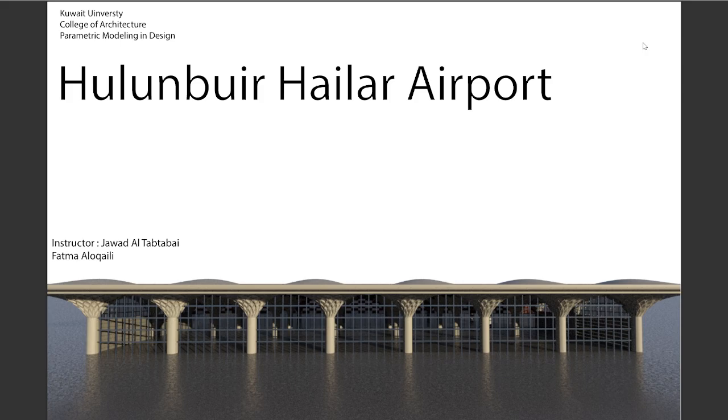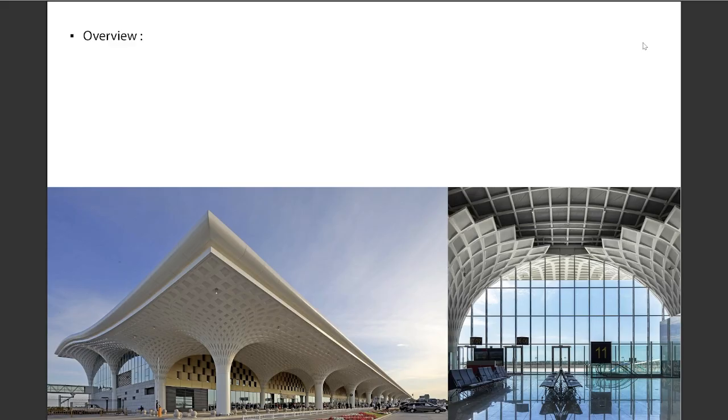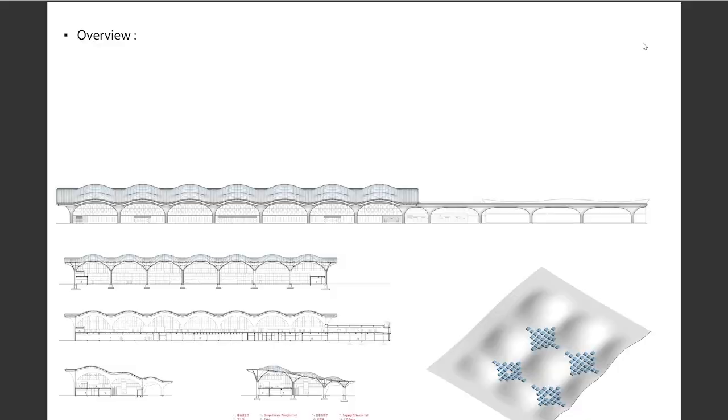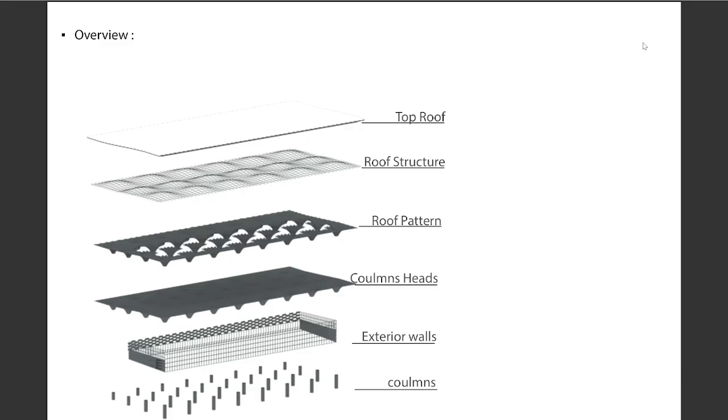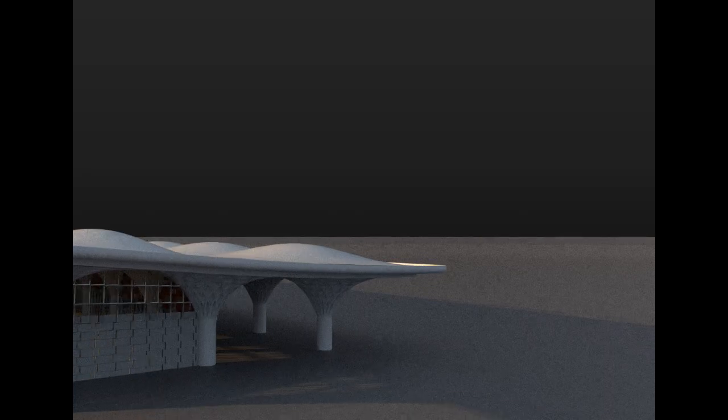It's located in China and was designed by the United Design U10 firm, completed in 2018. The concept was to create a modern airport that is also deeply rooted in the regional identity of Hulubuir. Here is an exploded axonometric to show the important components that created my overall form.